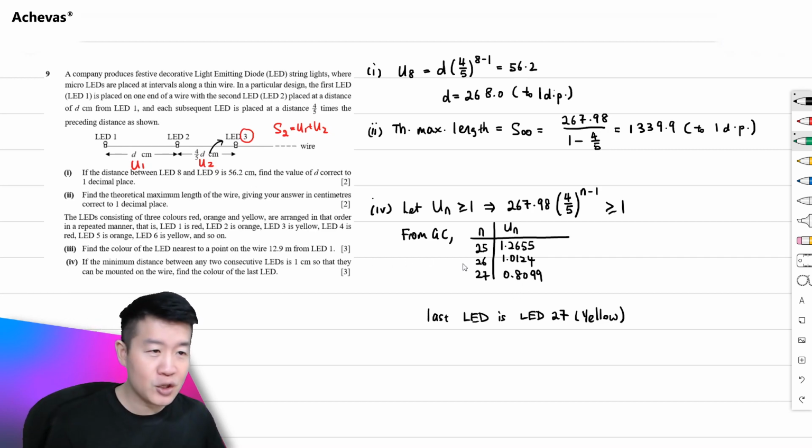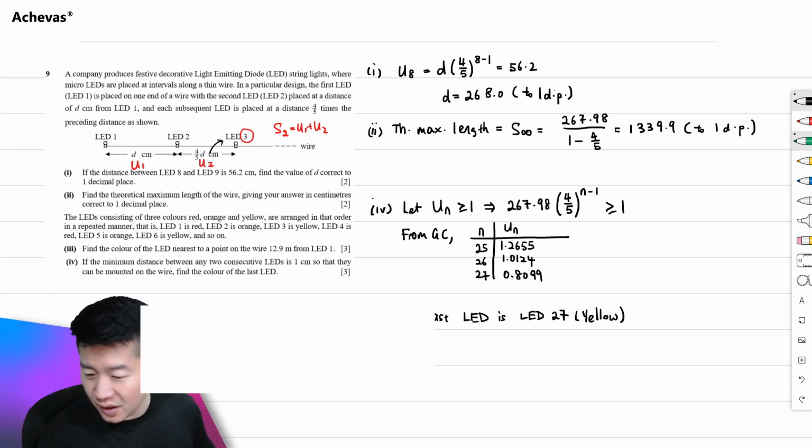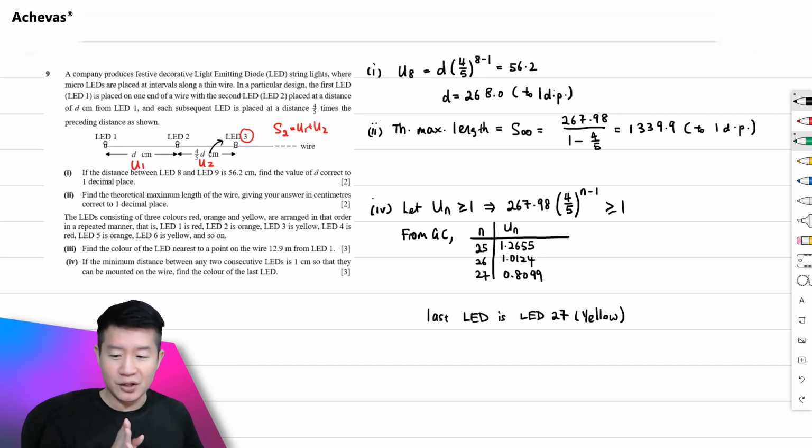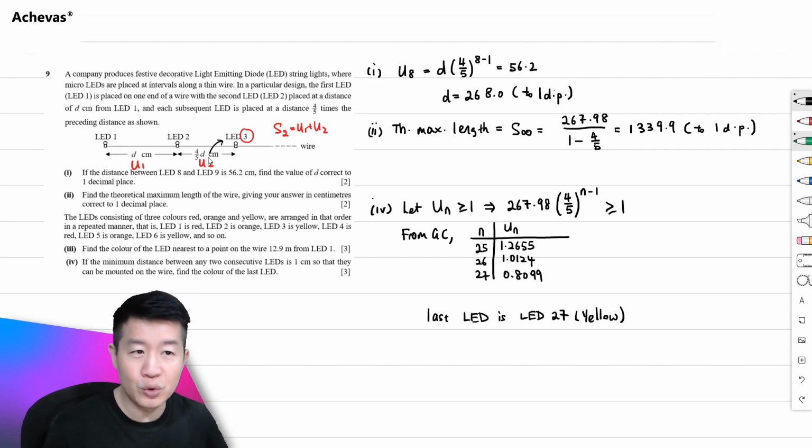Okay, because for example, when we were saying U2, somebody is asking why not LED 26. Okay, because like what I was saying just now in the beginning, we must be very careful about this question, because the numbering by itself is the challenge, not exactly the calculation, but the numbering itself. So if you were to look at U2, it is not LED. U2 is the distance that is between LED 2 and LED 3. That's why U2 actually tells you that the last LED is LED 3. U1 tells you that the last LED is LED 2.